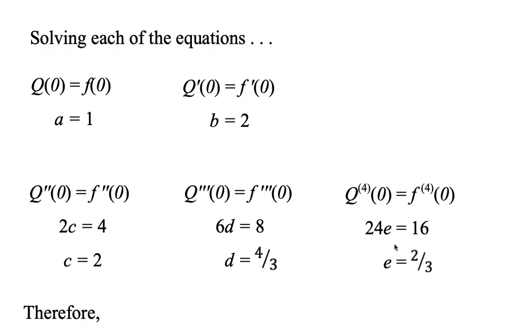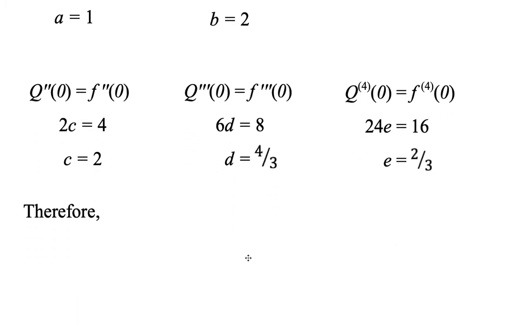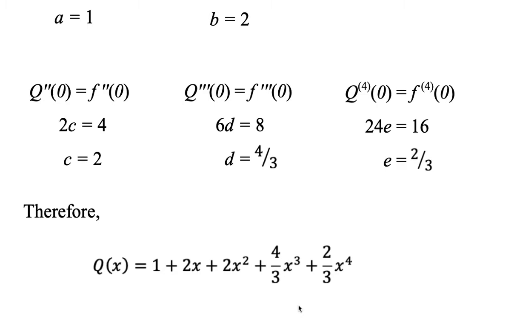Now that we know a, b, c, d, and e, we can say that q of x is the polynomial 1 plus 2x plus 2x squared plus 4/3 x cubed plus 2/3 x to the fourth. But can we generalize this idea?